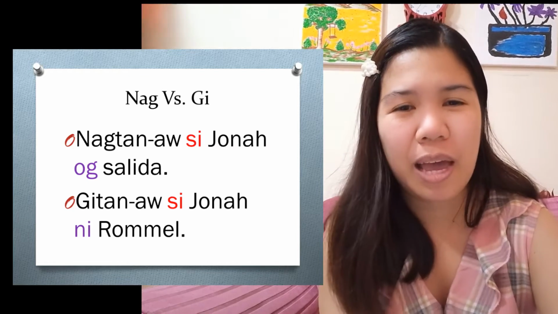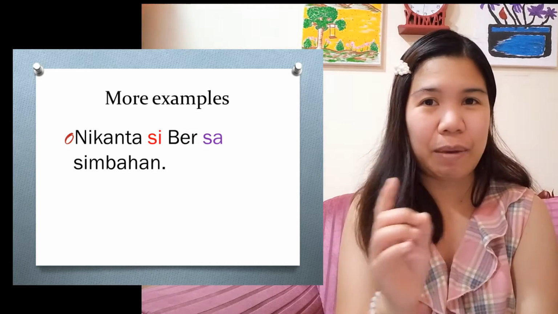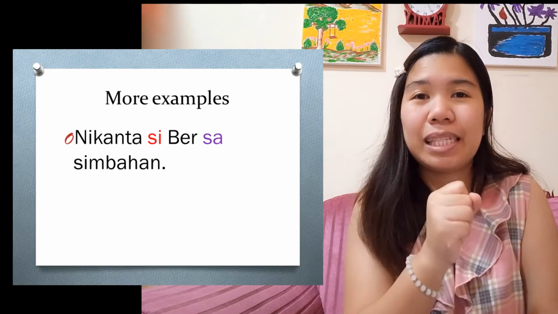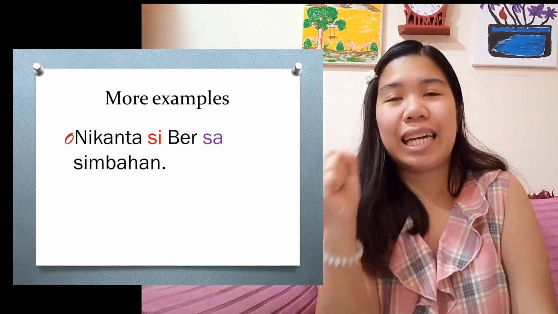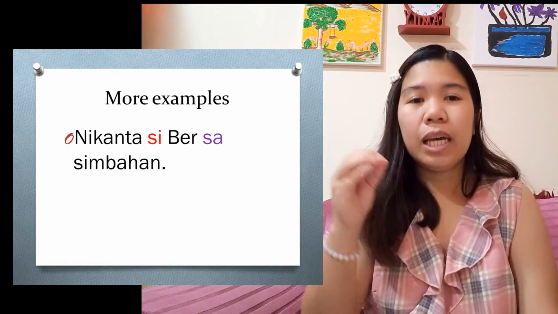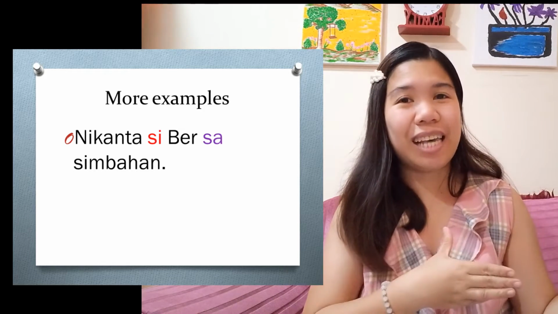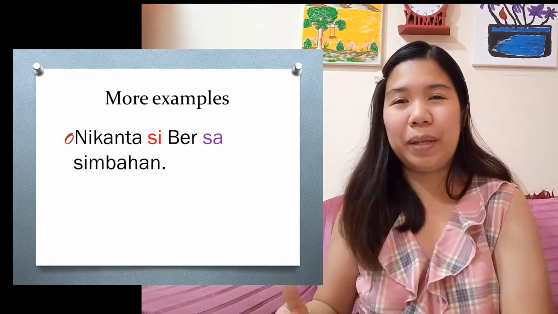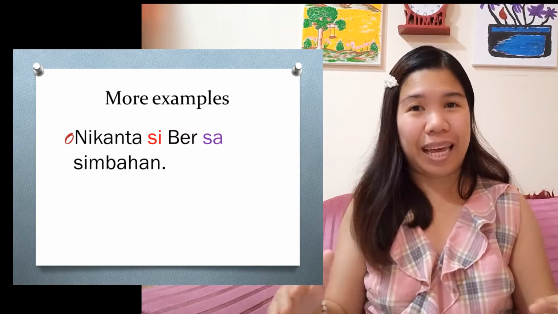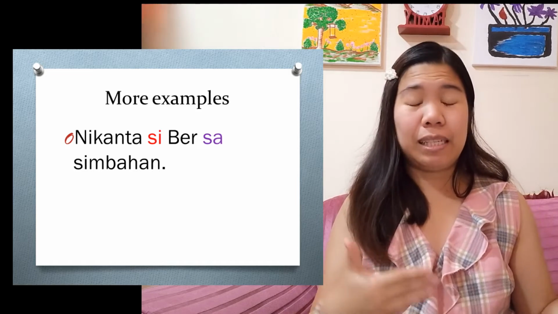Don't be confused. Okay. Ni kanta, or remember, ni or nag are the same. Okay? They pertain past action. Ni kanta. Kanta means sing. So if you say ni kanta, it's in the past. Okay, so sang. Ni kanta si Bear sa simbahan. You add sa if the next word is a place. Okay, simbahan is a place. It is church in Bisaya. Ni kanta si Bear sa simbahan.